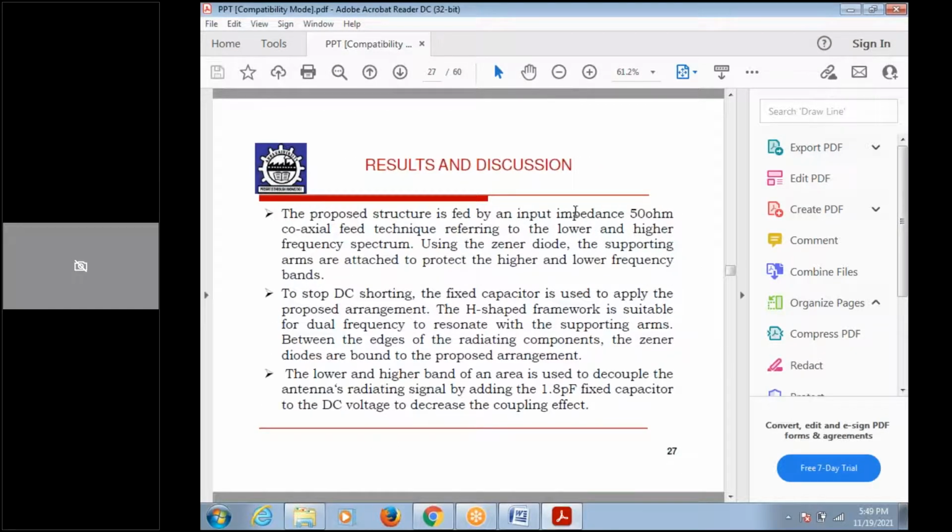Then the result discussion. Normally I already discussed the impedance of 50 ohms, because it is a lower and higher frequency of the grounded structures also. In general, higher pair and lower function also. To stop the teasing circuit, suppose there is a high current, so we use a fixed capacitor.